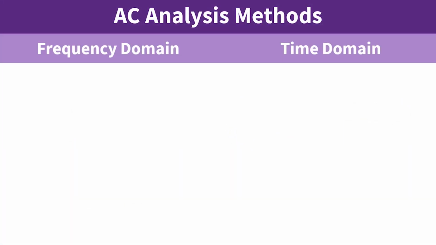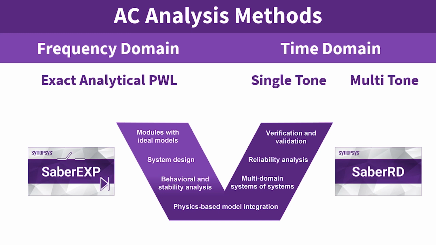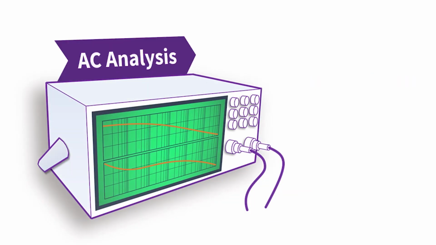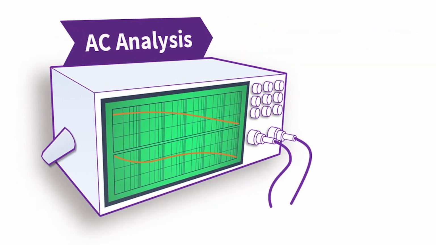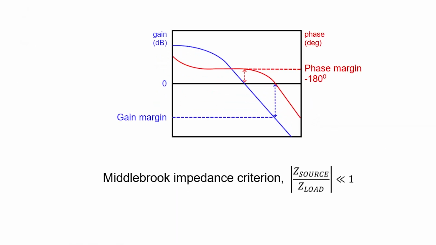You will also see how Saber provides a comprehensive solution to perform AC analysis based on the typical V-diagram of power electronic product development flow. The AC analysis is used to evaluate the stability of regulation loops of switched mode power supplies as well as the stability of networks of power supplies.